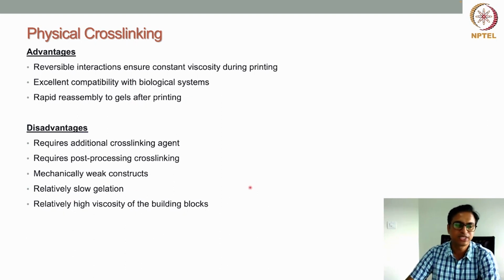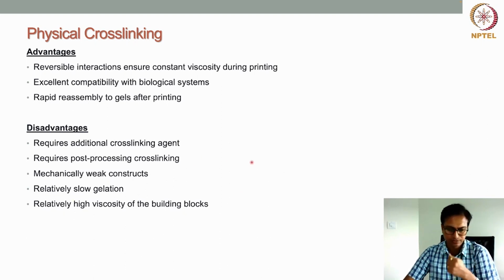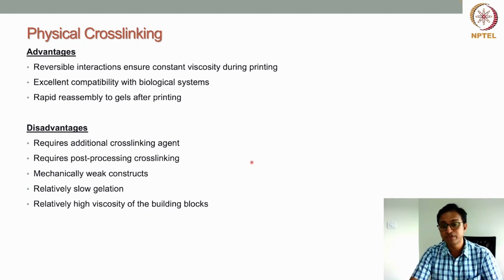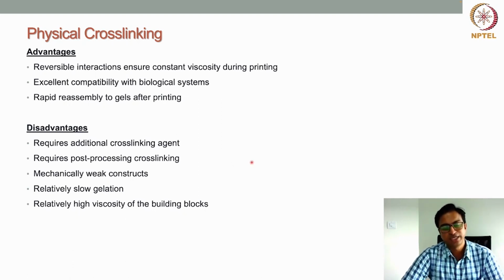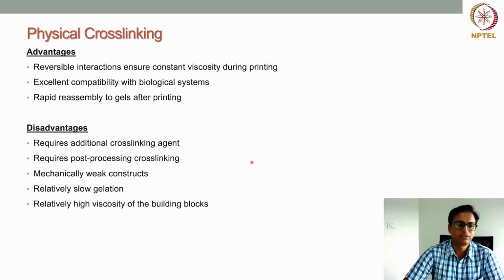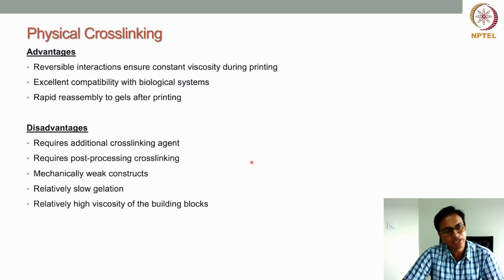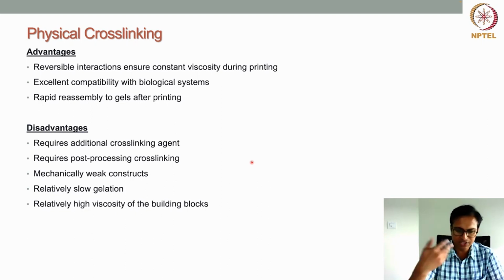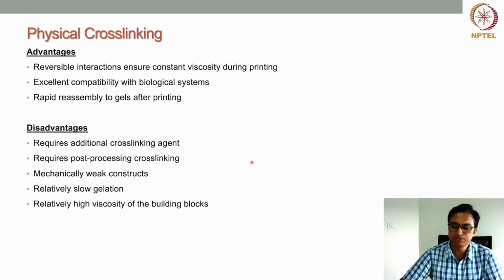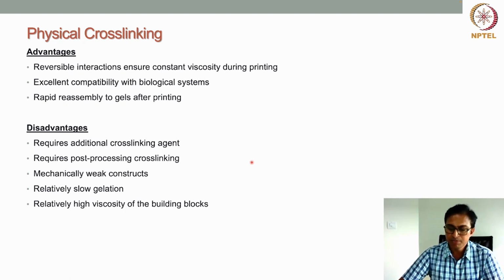But they also have certain disadvantages. Because of this reversible interaction, physically cross-linked hydrogels are not very stable, right? To improve their stability, sometimes an additional cross-linking agent can be required, right? So maybe we need to use an additional cross-linking agent, or post-processing cross-linking. Once the physical cross-linking is done, to improve the stability, we need to use certain secondary or additional cross-linking.